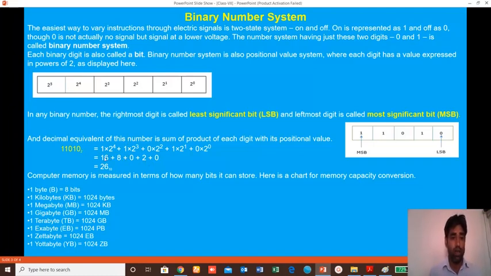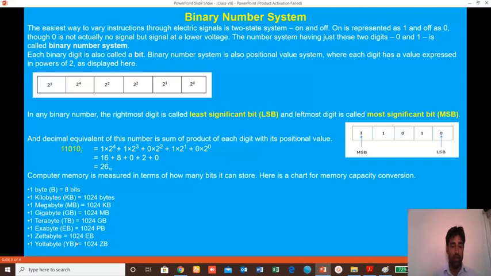So in this way, the binary number 11010 base 2 is equal to 26 base 10, which means it is equivalent to the decimal number 26. Now, what do 1 and 0 stand for? Actually 1 and 0 are known as bits, because every computer memory is divided into a large number of bits. Every bit can store either 0 or 1.